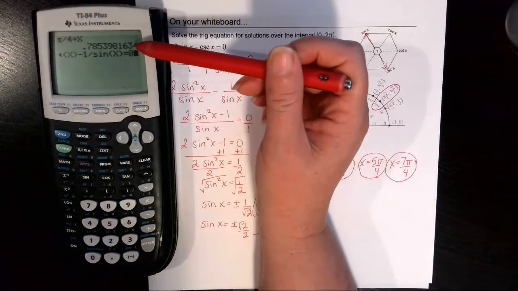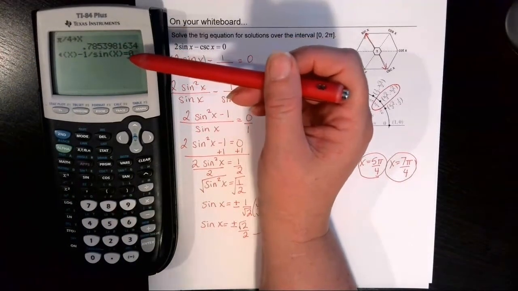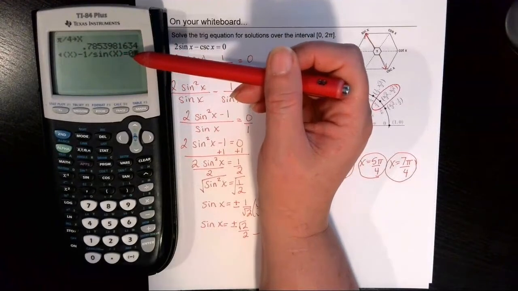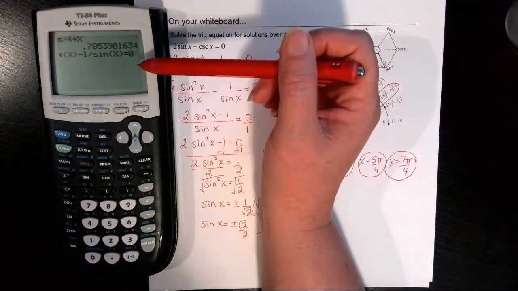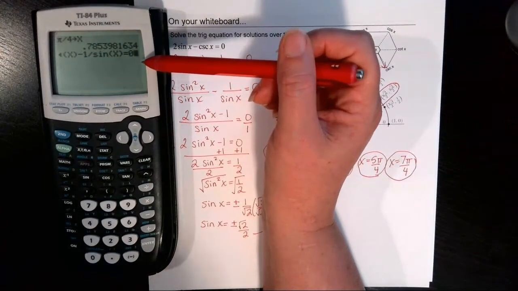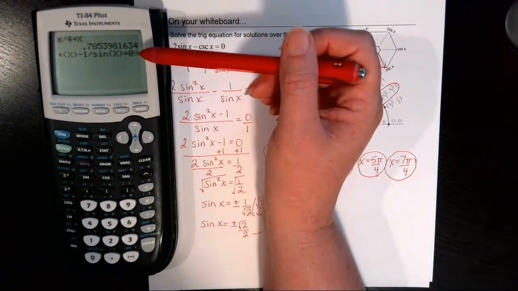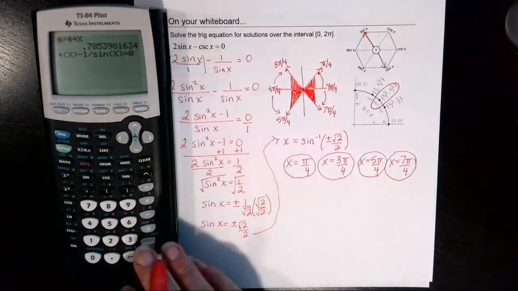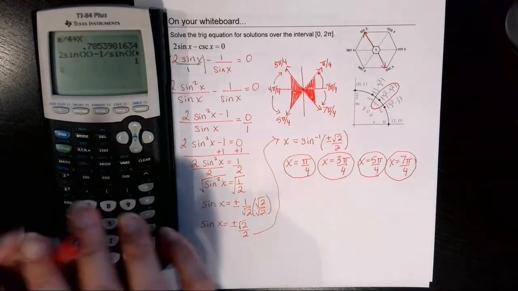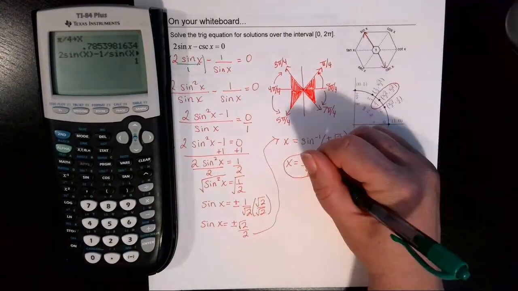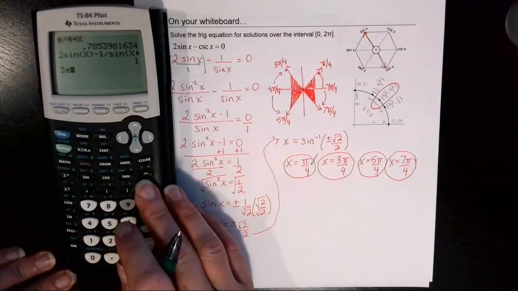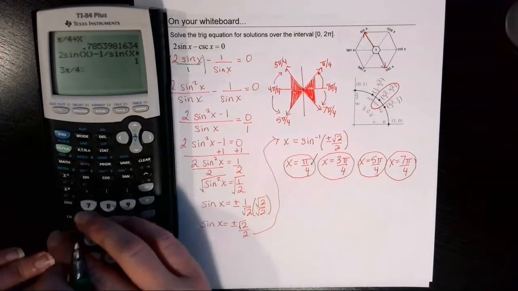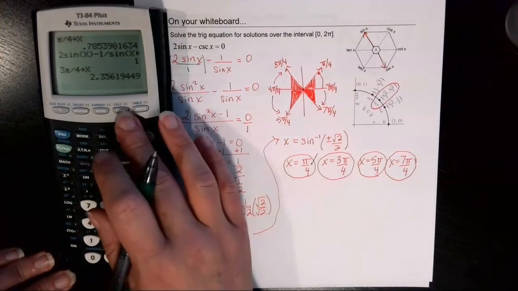And recall from the other videos that when we type in that equals, we're asking the calculator to check this solution with a yes or no answer. So when we press enter, if it says 1, that means yes, it checks. If the calculator returns a 0, that means no, it doesn't check. So we press enter and we get a 1, and so we know that pi over 4 checks as a solution.